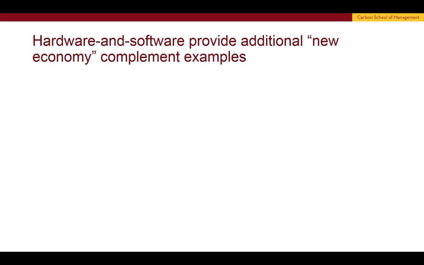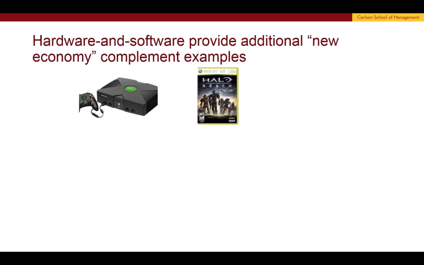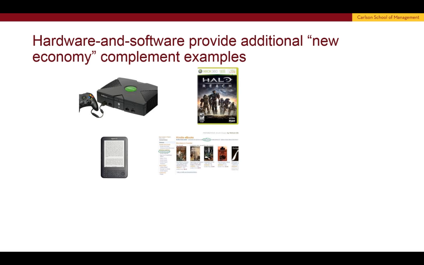If we want to move all new economy, we can think about hardware and software providing additional examples of complements. So there's an Xbox and there's a game for an Xbox. Those are clearly complements to one another, as are the Kindle reading device and the whole library of Kindle books. So a Kindle ebook is not very useful without a Kindle, nor is a Kindle very useful without some ebooks to read. So those are clearly complements as well.